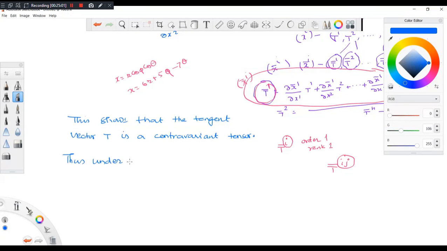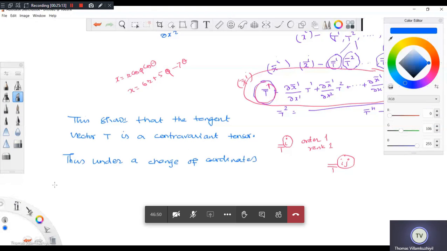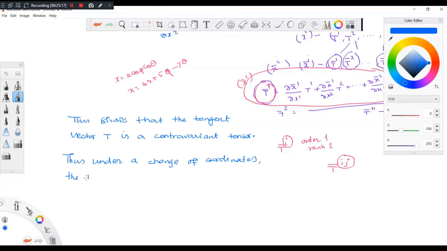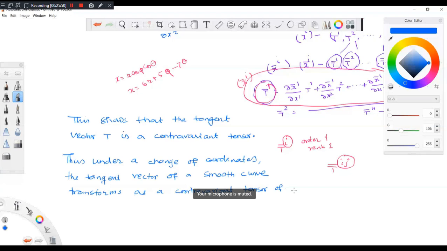Thus, under a change of coordinates, the tangent vector of a smooth curve transforms as a contravariant tensor of rank, or we can call it order, 1. So this is contravariant.